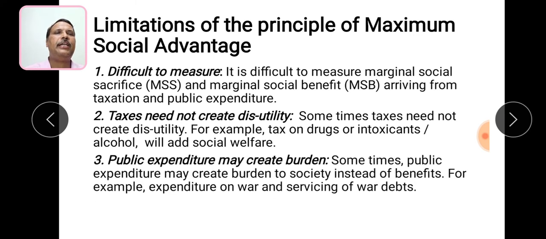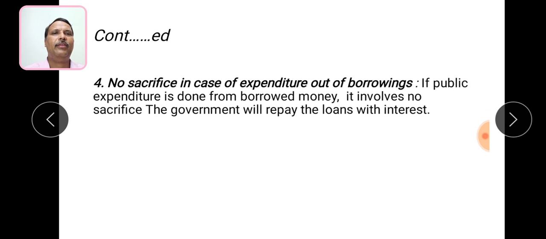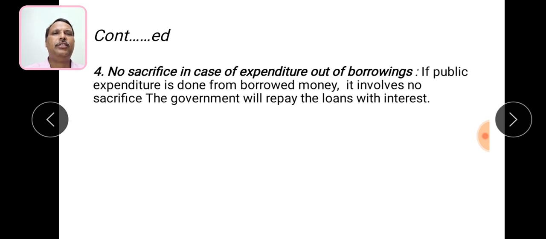Public expenditure may create a burden. Sometimes public expenditure may create a burden on the society instead of benefit, for example, expenditure on war, servicing of war debts, etc. The fourth limitation is no sacrifice in case of expenditure out of borrowing. If public expenditure is done from borrowed money, it involves no sacrifice at the time, though the government will repay the loan with interest.